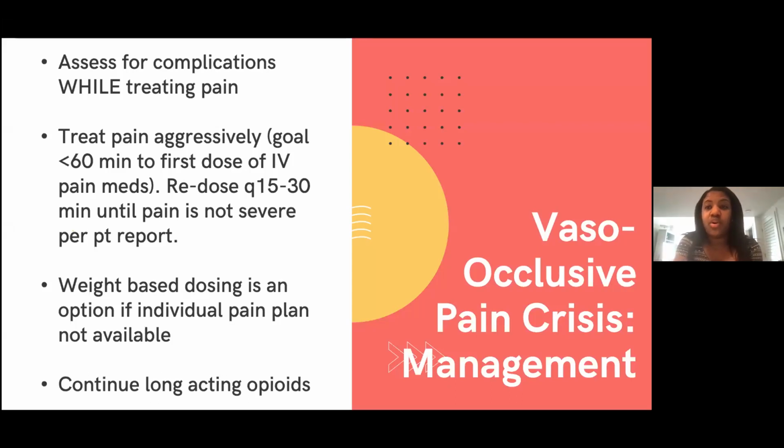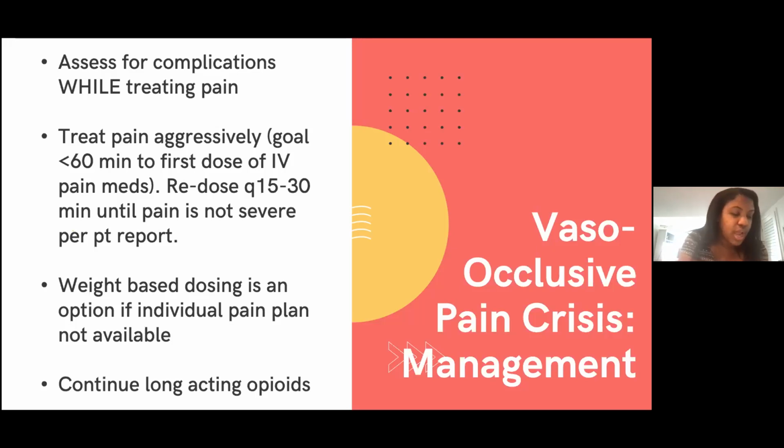So actually the goal in the literature is that we should be giving IV pain medications within 60 minutes of them coming to the ED, or within 30 minutes of them being triaged and seen by a provider. And then it's important not to just give them medication and then walk away and ignore them. You should be checking on the patient every 15 to 30 minutes or so and redose them if their pain is not improved. So if they're still having severe rated pain per their own report, they need a higher dose.